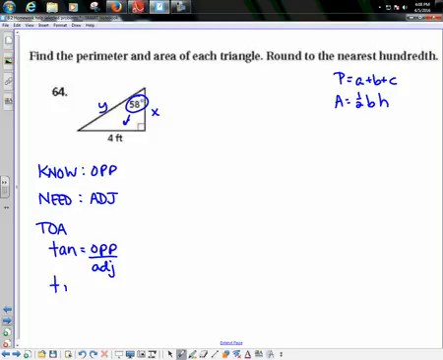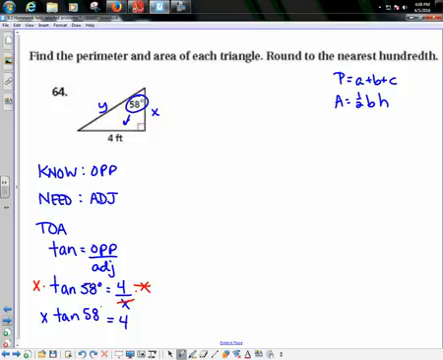TOA is tangent equals opposite over adjacent. So I can say tangent of 58 degrees equals opposite. Well, opposite is 4, and the adjacent is x. I need to get x by itself. Right now it's in the bottom of a fraction. In order to get it out of the bottom of the fraction, I multiply both sides by x. When I multiply both sides by x, I merely cancel those two things out. So now I've got 4 all by itself on the right-hand side, and I have x tangent of 58 degrees.